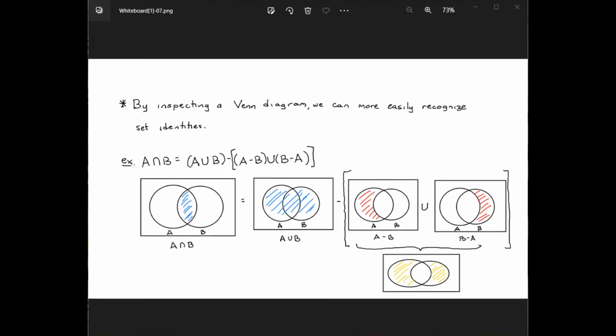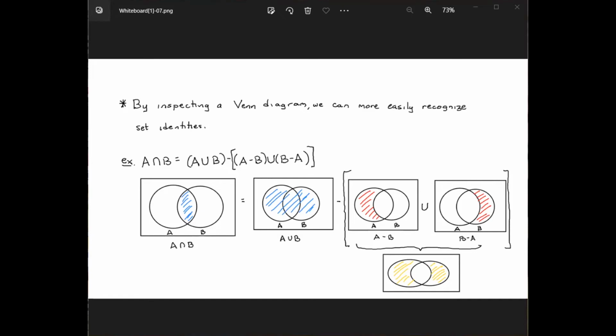You should look at these and just make sure that you understand the correspondence between the regions and what they're equal to. Just as an example, I want to show how you can inspect a Venn diagram to recognize set identity. Now, I just chose randomly some set identity that A intersect B is equal to A union B minus the union of A minus B and B minus A. Now that's pretty confusing when you see all those letters just standing out there, and you might not be able to make heads or tails of it.